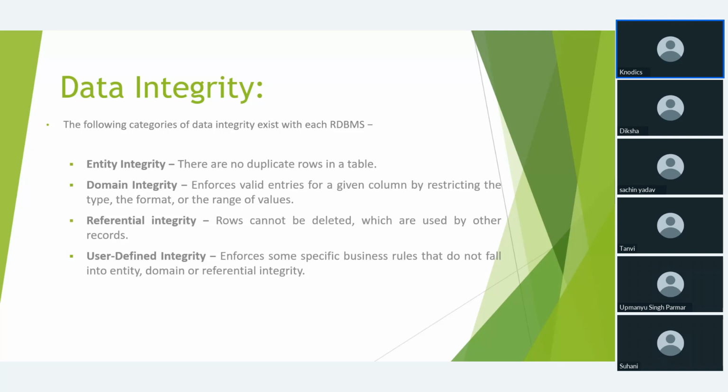Then third is referential integrity. Referential integrity is, suppose you have made a connection of one column with another column. Until the related table is available, the initial table cannot be deleted, right? That's how referential integrity works.